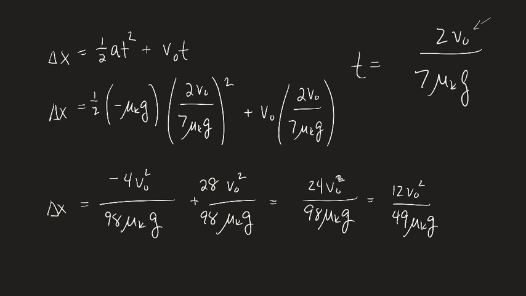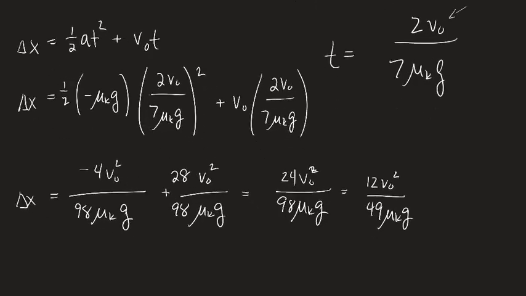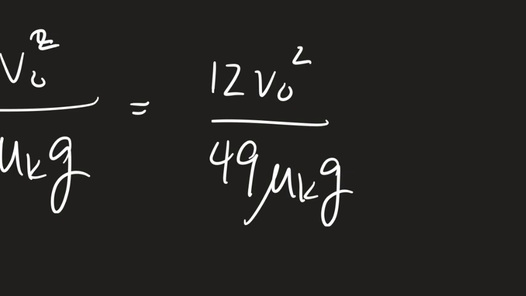I think my algebra is right. You could disagree, but you'd be wrong. Let's think about this for a moment. Does this make reasonable sense? V naught squared is meters squared per second squared, divided by g, which is meters per second squared. This unit is meters. We are looking for a displacement. So that reinforces the idea in my head that our algebra is okay.